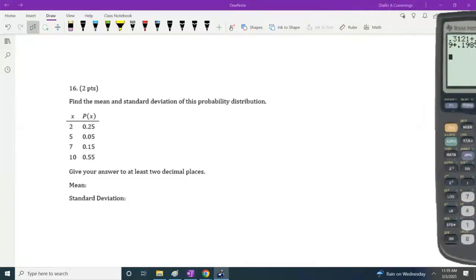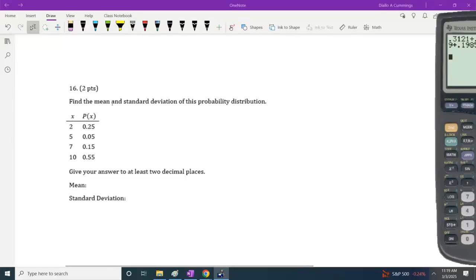So problem number 16 says find the mean and the standard deviation of a probability distribution. They give us our column for random variable, and a column for our probabilities. Since this is telling us that this is a probability distribution, we don't have to verify that these things add up to 1, but they should if you wanted to check.